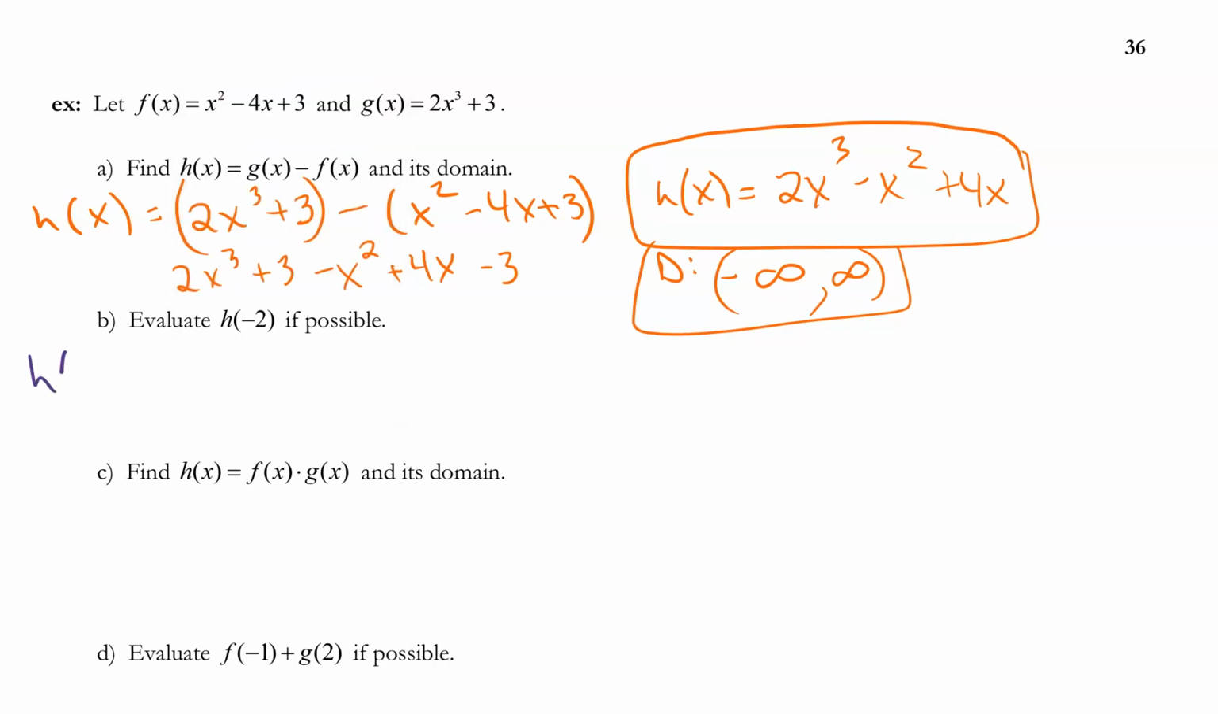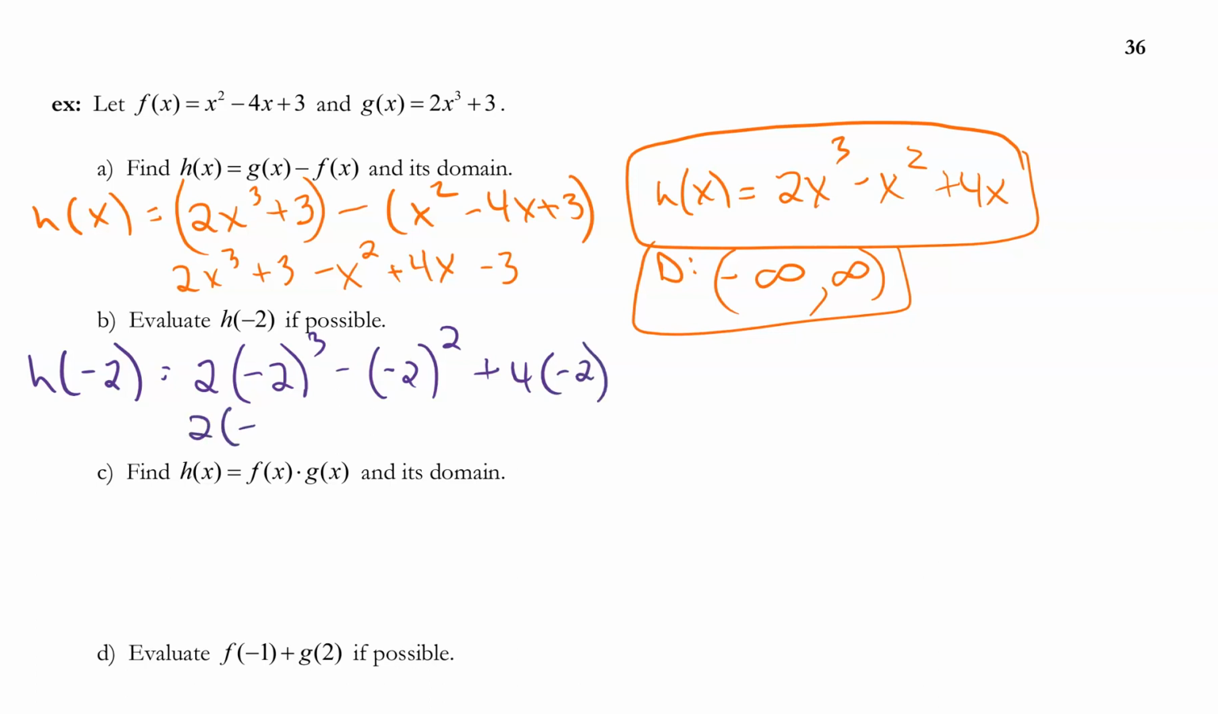Evaluate h of negative 2 if possible. Well, it's in my domain, so it should be possible. So I'd have 2 times negative 2 cubed minus negative 2 squared plus 4 times negative 2. Negative 2 cubed is negative 8. So 2 times negative 8 minus negative 2 squared is 4.